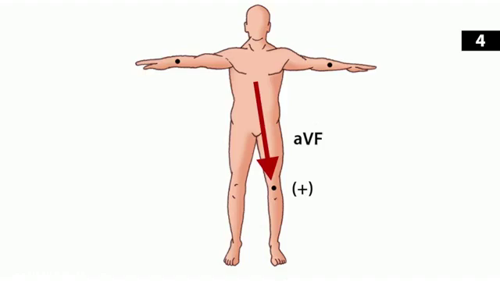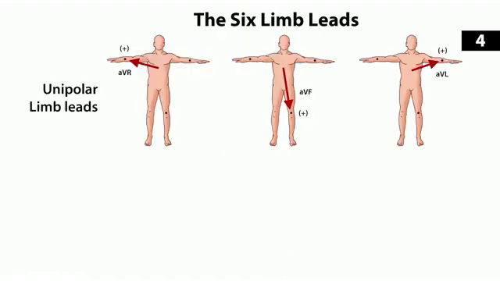Now aVF would be just the opposite. Since the electrical signal of the heart is moving generally towards the same direction as aVF, down, then you would see a positive deflection or a very tall QRS segment on that EKG. So aVR, aVL, and aVF are called the unipolar leads.